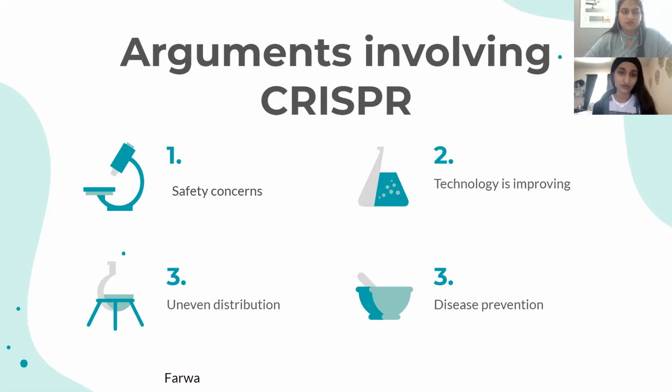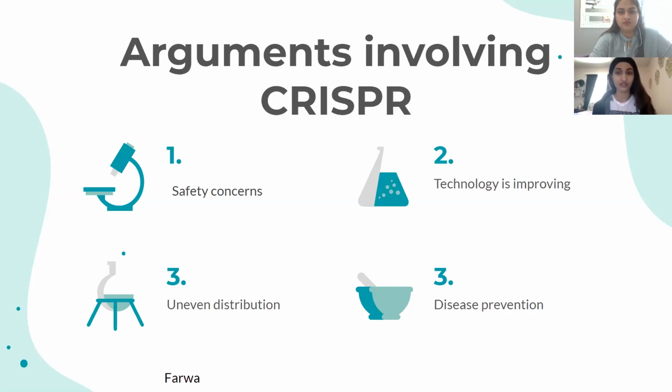And number two, technology is improving. People argue that if it's improving, then we should be able to help others and be safe because we have the ability to make this technology work.